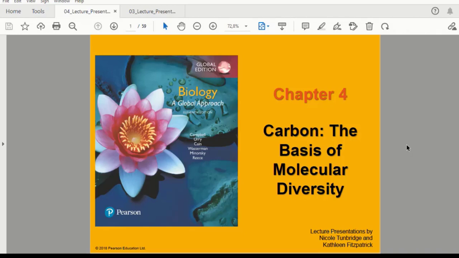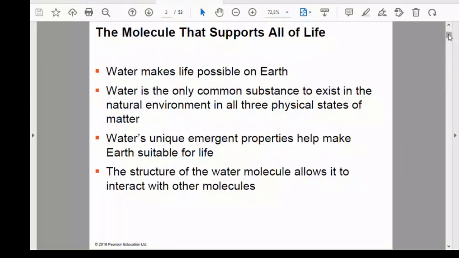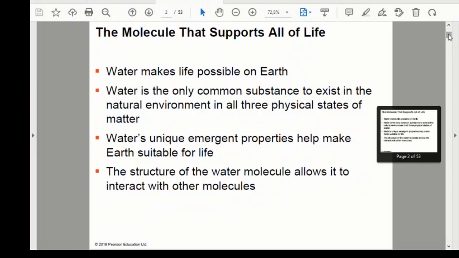So we're going to be going to chapter 4. You remember last time we talked about the chemistry of water, where we were talking about all the characteristics that water has, particularly for life, and how it is structured to support this basic nature called life. So that's what we were doing.